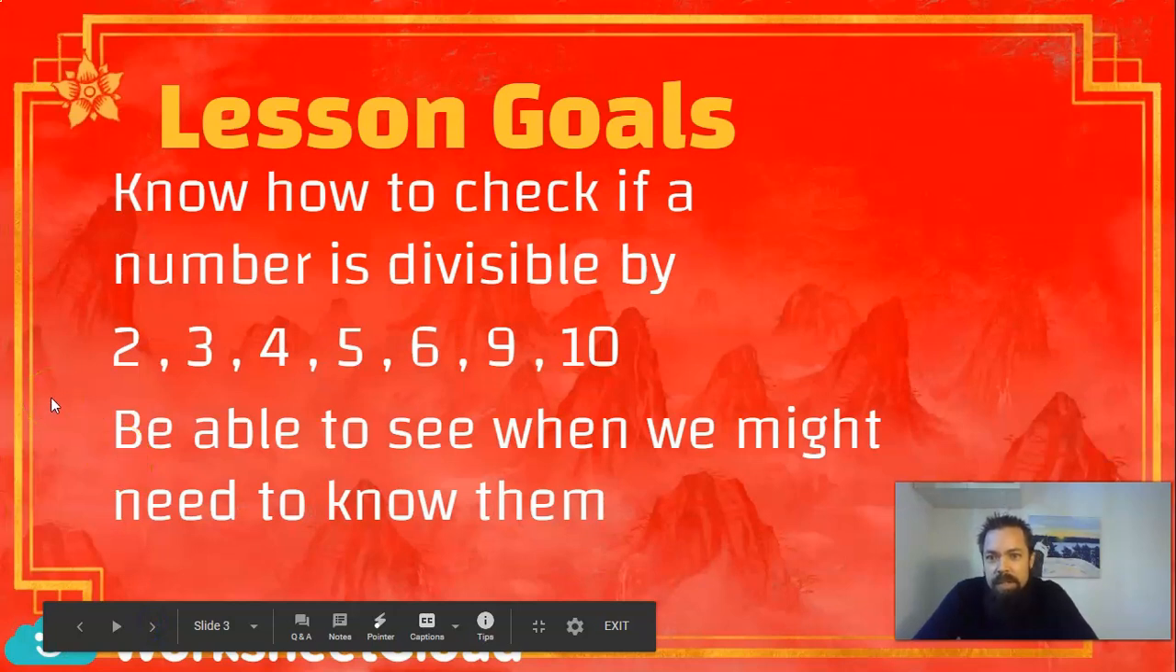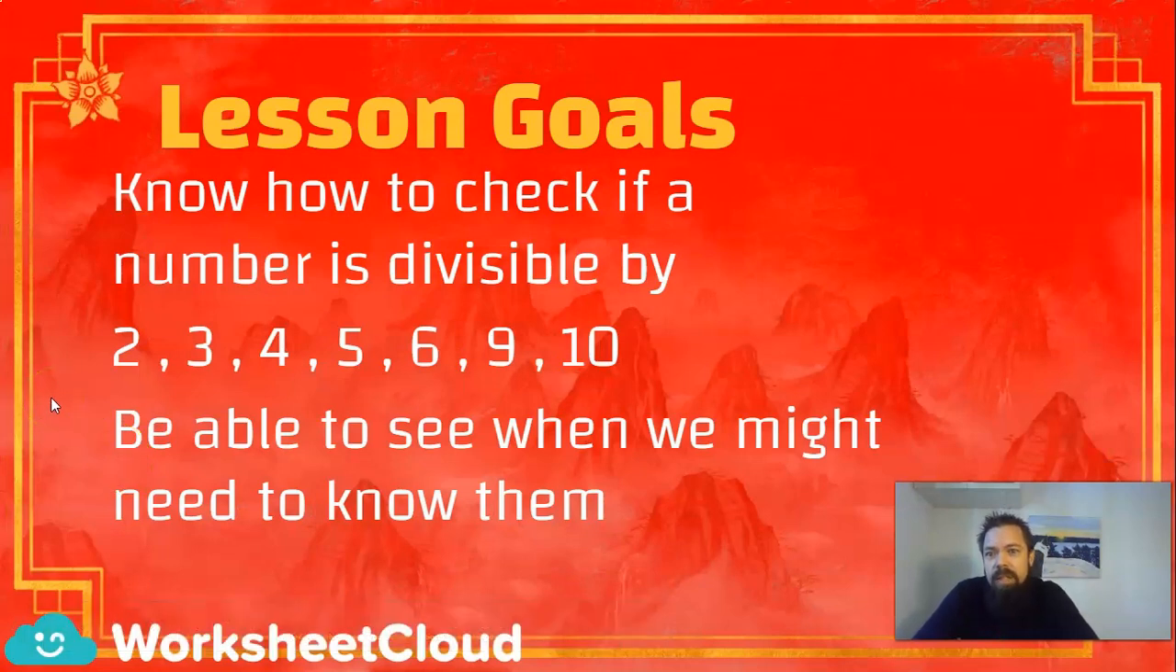So our goals for today: to know how to check if a number is divisible by 2, 3, 4, 5, 6, 9, and 10. There are rules for 7 and 8. They're just not particularly easy rules, and so I think actually let's rather skip them. They're more complicated than they're worth. Maybe you'll learn them next year in grade 6 or 7, we'll see. And then also be able to see when we might need to know them.